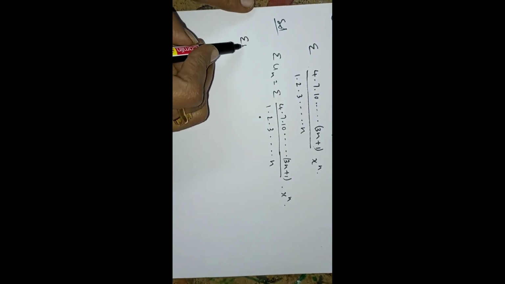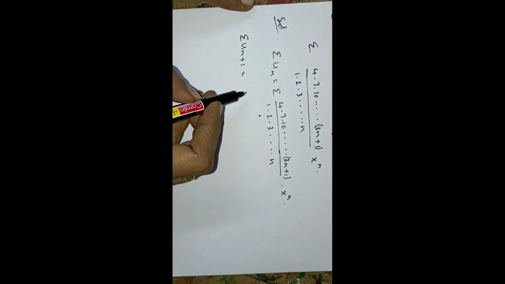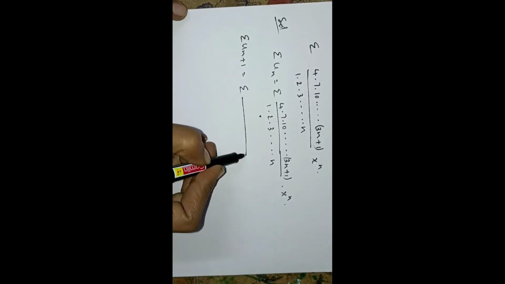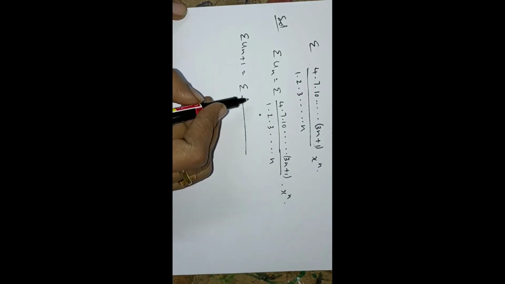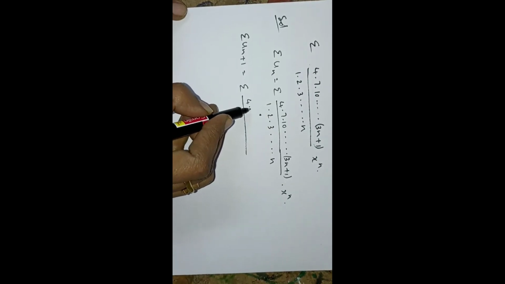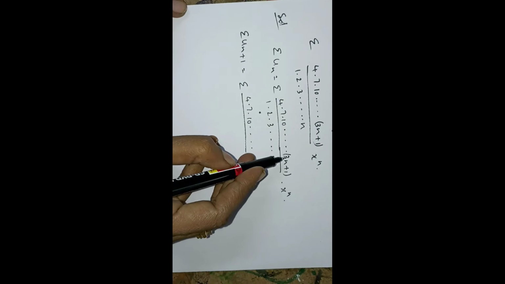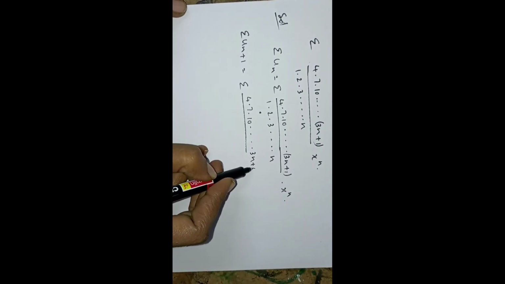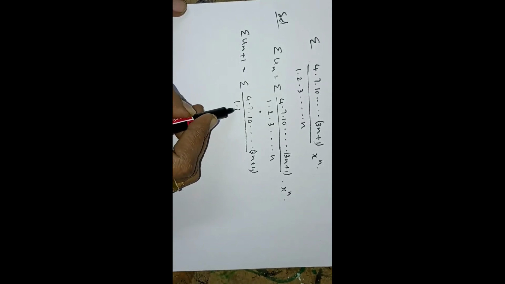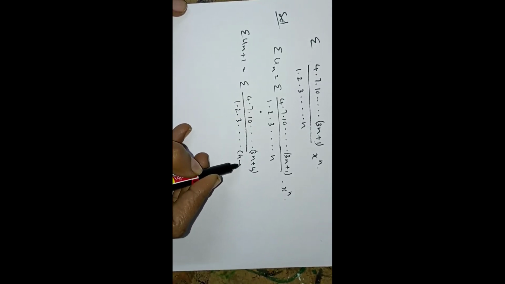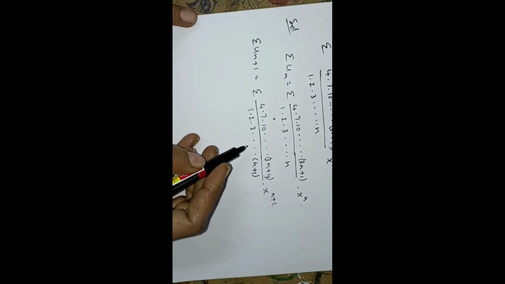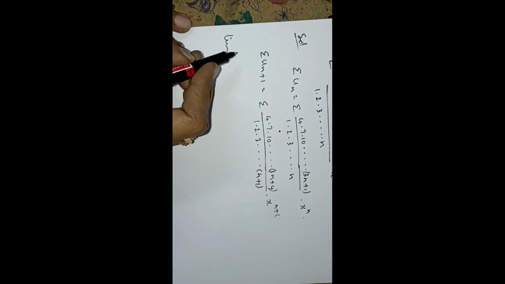is the given series. To apply the ratio test, we need un plus 1. un plus 1 is equal to, wherever n is there, in place of n you have to substitute n plus 1. 4 into 7 into 10 and so on 3 into n plus 1, 3n plus 3 plus 1 is 3n plus 4, by 1 into 2 into 3 and so on, in place of n, n plus 1, into x to the power of n plus 1. This is the nth term. Ratio test formula.